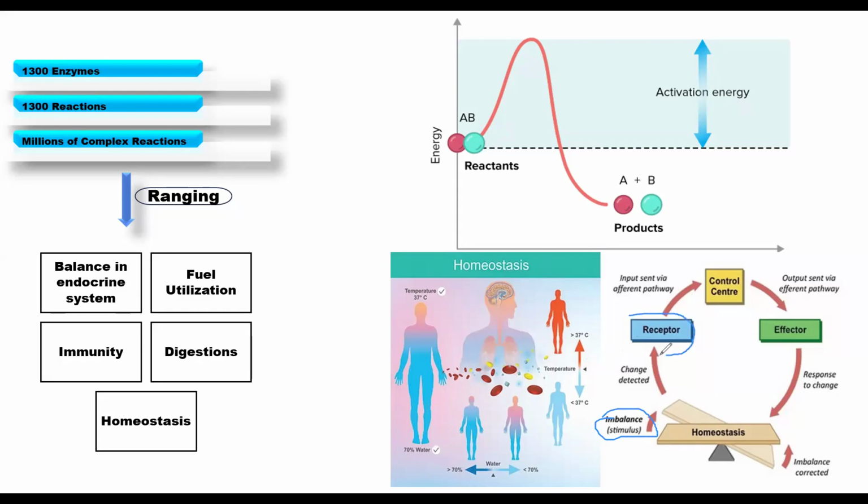The receptor will detect it, and then the control center will process it and send it to the effector. The effector will respond to the change, and then the homeostasis condition will be maintained. For example, let's look at the body temperature. Remember that the body temperature is 37 degrees centigrade. Fever is not a disease, rather a sign of a disease.